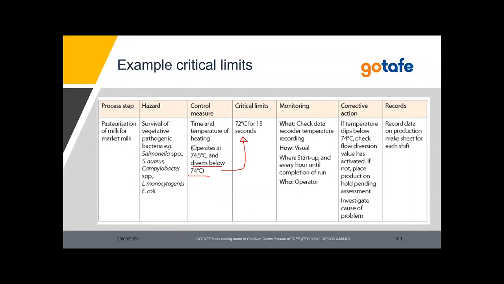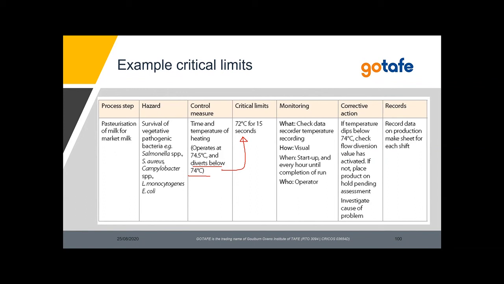So what does divert mean? Basically, if your set point is 74.5, and it goes down below 74, the products won't go through the equipment, and they have to sit on recirculation until the temperature comes back to normal or back to the settings, and then you can continue the process.